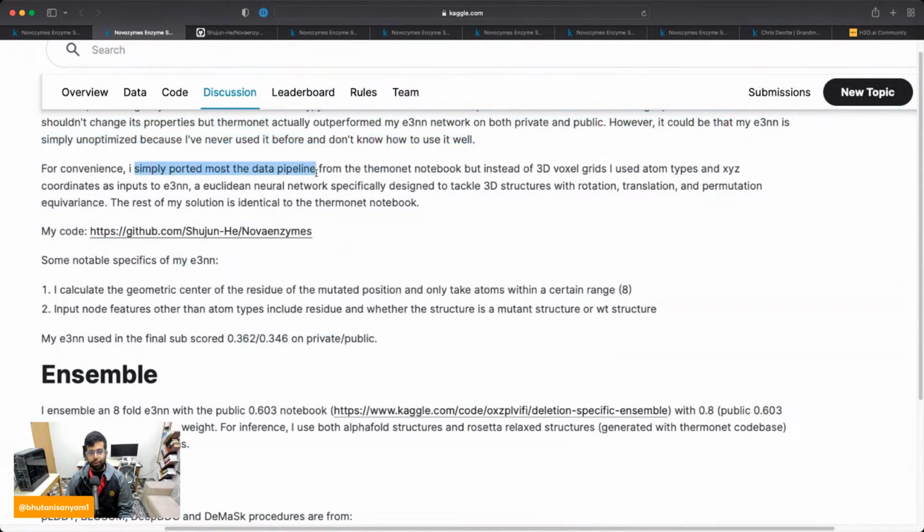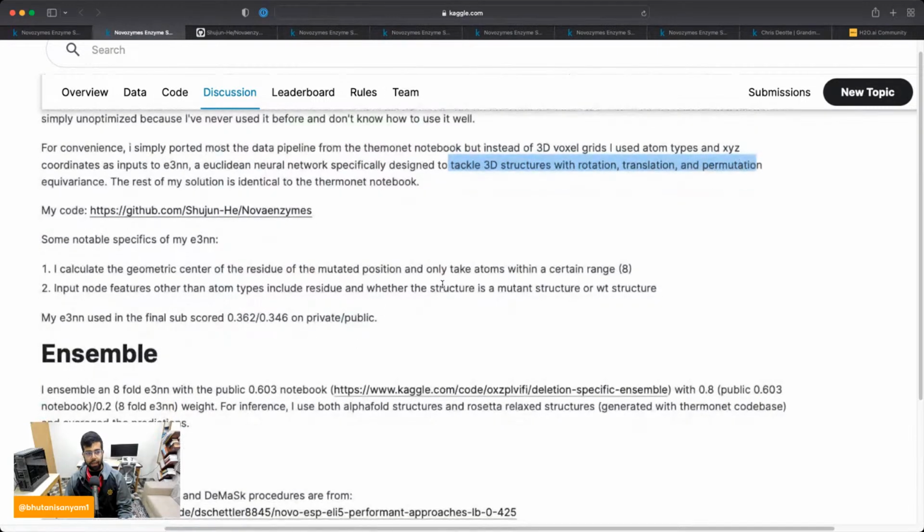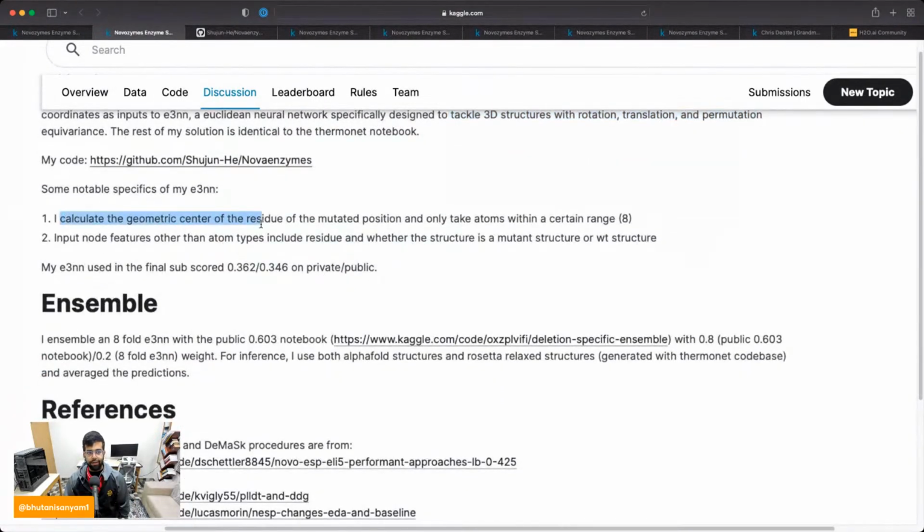He simply ported the data pipeline, but instead of 3D voxel grids, a pixel in 3D is a voxel. So voxel is just a 3D pixel. He used the atom types and XYZ coordinates, designed to tackle 3D structures with rotation, translation, and permutation. Some specifics of his network: he calculated the geometric center of the residue and mutated position, and only took atoms within a certain range, the range being 8. I assume this is the range between the nodes. And the input node feature other than atom types included residue and whether the structure is a mutant structure or WT structure.